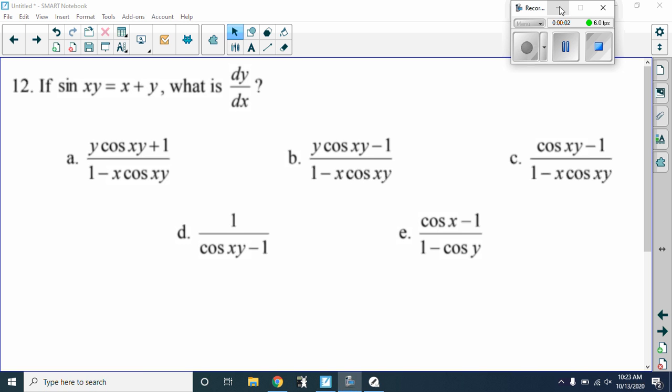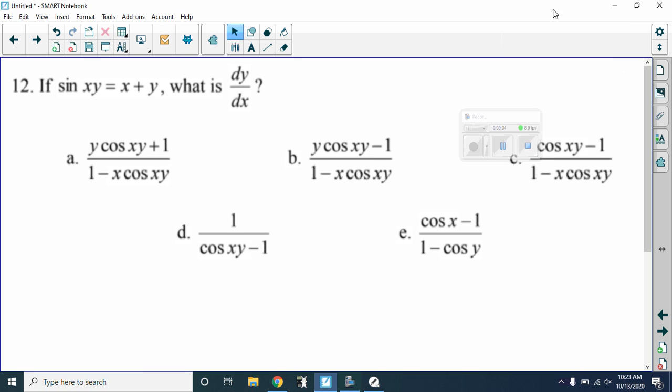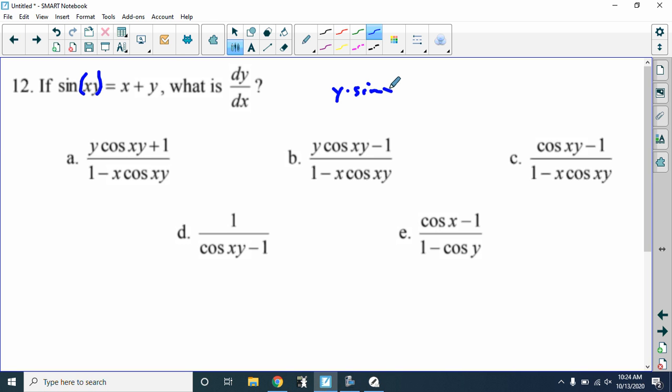AP Review 2.5 and 2.6, number 12. We're looking for dy/dx of sine xy equals x plus y. The way that's written, this is sine of xy. If it was sine of x times y, they would write it y times sine x. The y's out front. So this is sine of x times y.